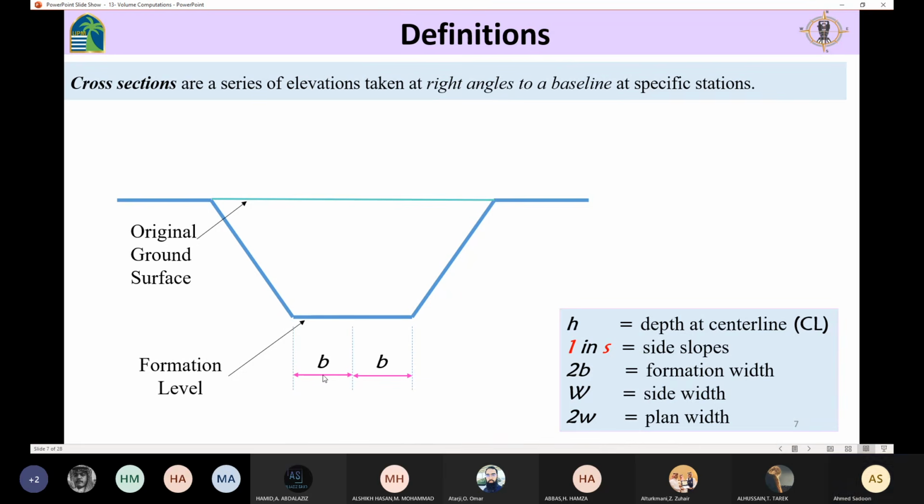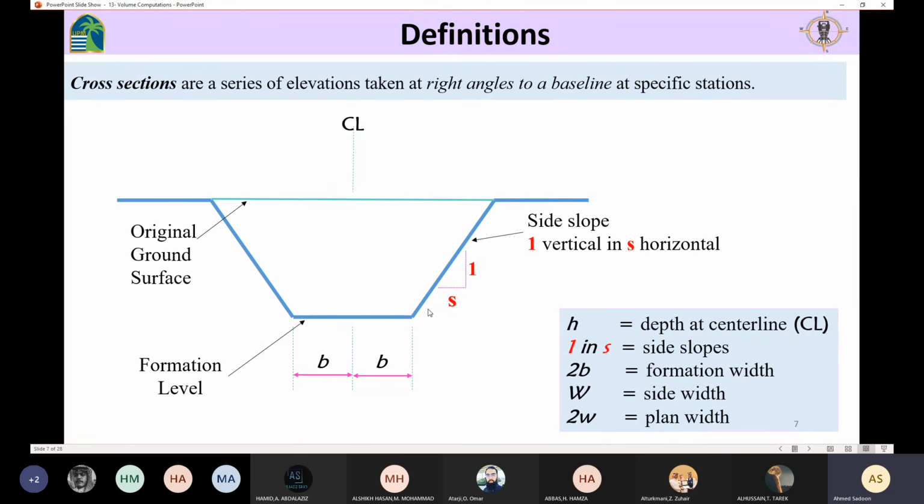2B is the formation width, and here we have the plan width, 2W, and the distance from here to here is the height, and it should be measured at the center line of the cross section. So here is the center line of the cross section. The value H is going to be measured from here to here.